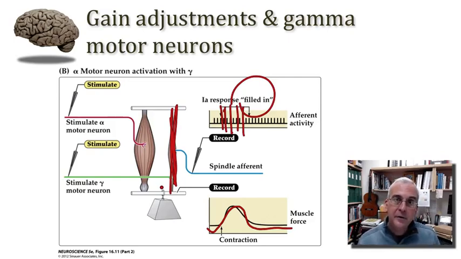So that implies that there must be some descending control that will adjust either the gain of the muscle spindle via changing the excitability of the gamma motor neuron and/or interrupting the incoming afferent signal that's arriving via that group 1A or group 2 afferent in the spinal cord.